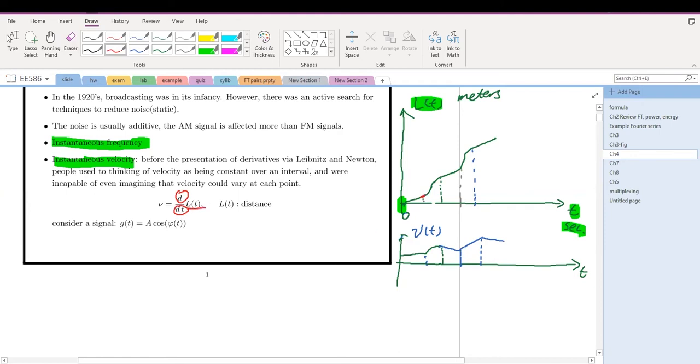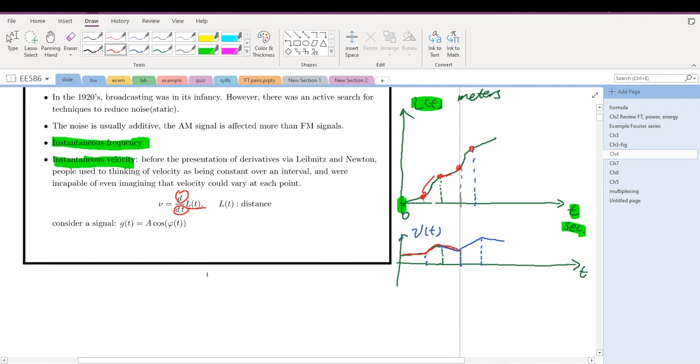You can say from here to here, the speed is almost constant. And from here to here, the rate of the distance increase is more. So therefore, I must be accelerating. The speed of my travel is being increased. But from here to here, the distance does not increase that much compared to this period. So the speed must be slowing down.